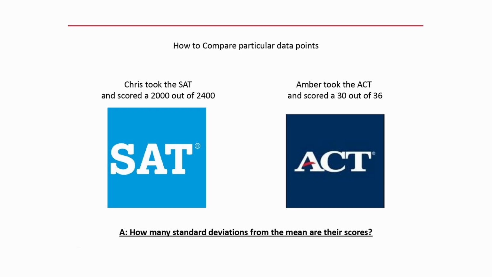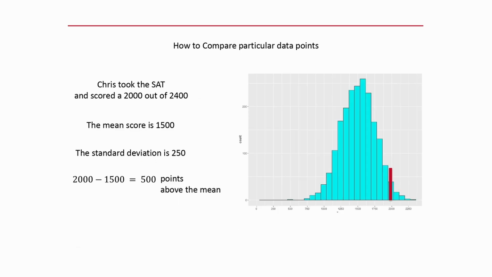And since it'll be in terms of standard deviations, we'll be able to compare them directly, because it won't be out of the point totals anymore. So looking at Chris first, Chris's score of 2,000 was 500 points above average. That is 2,000 minus 1,500. And since a single standard deviation is 250, that would make Chris 2 standard deviations above the mean. That is 500 divided by 250 gives you 2.